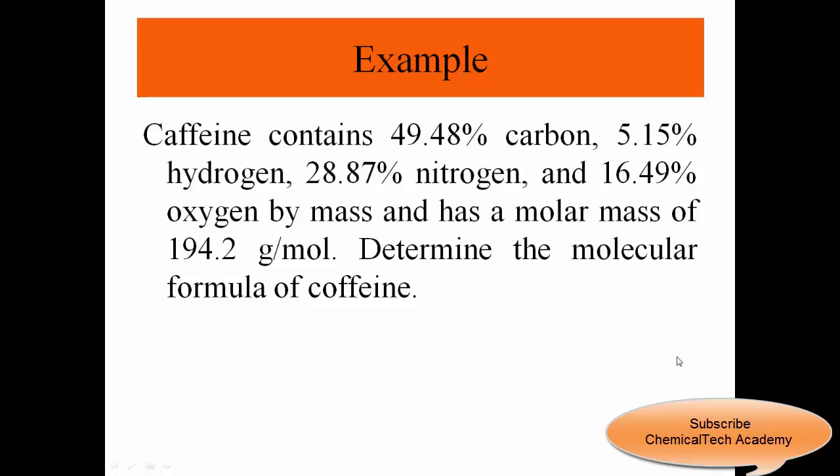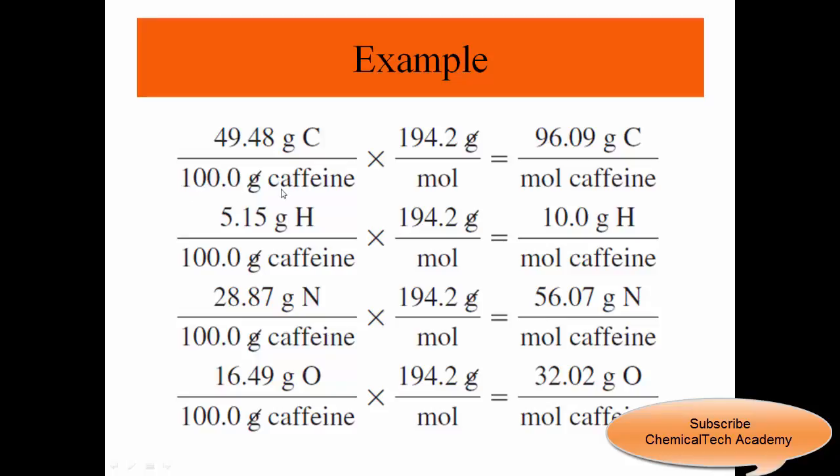Next example, caffeine contains 49.48% carbon, 5.15% hydrogen, 28.87% nitrogen, and 16.49% oxygen by mass, and has a molar mass of 194.2 grams per mole. Determine the molecular formula of caffeine. So we have 4 different elements: carbon, hydrogen, nitrogen, and oxygen. Again, we need a basis, which is 100 grams of caffeine, and see what the ratios are.